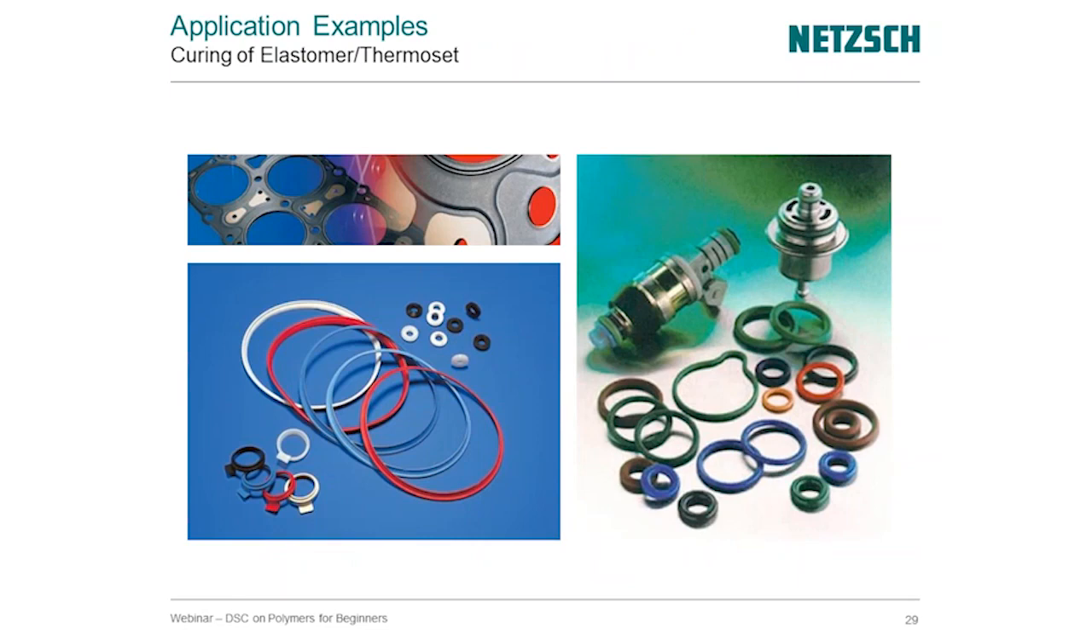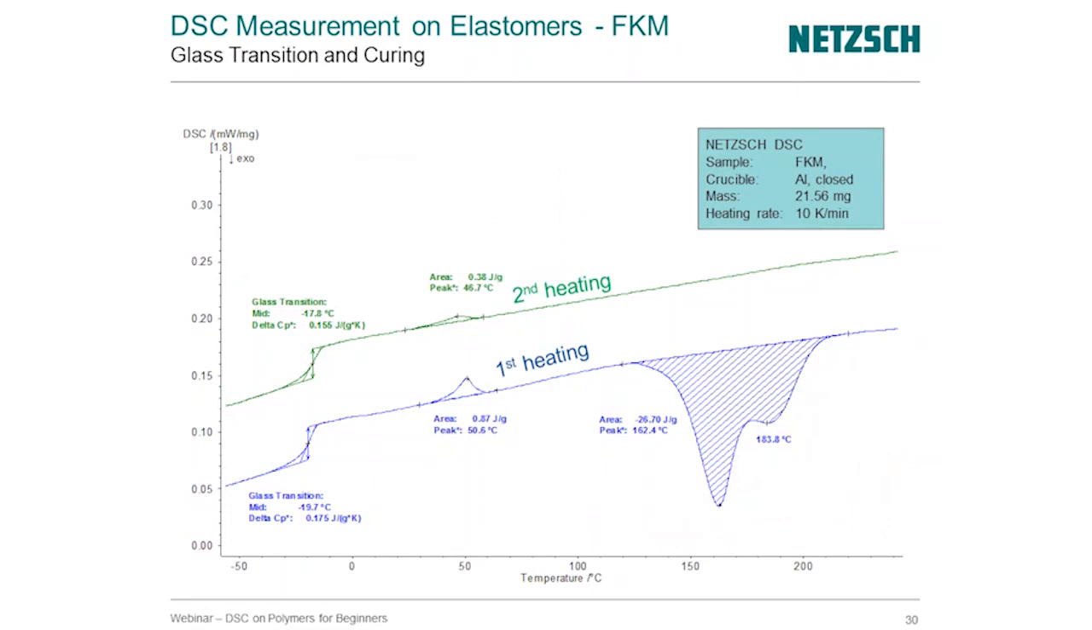Curing of, we already talked about thermoset materials, but this is a thermoset type elastomer. In this case, we're going to look at a fluoroelastomer, FKM, and we look at things like glass transition and curing. Remember what we saw with that epoxy resin back a few slides ago. And now we're going to see something similar in the area of this fluoroelastomer.